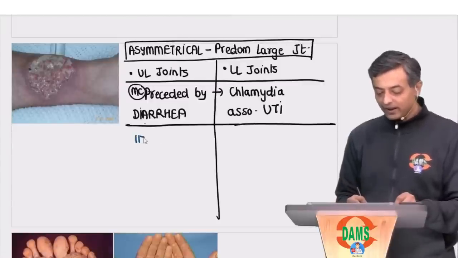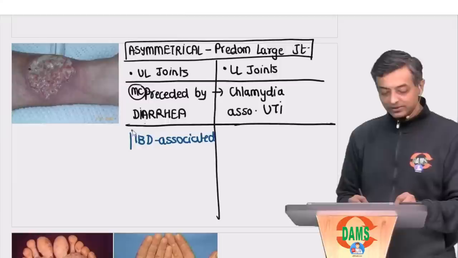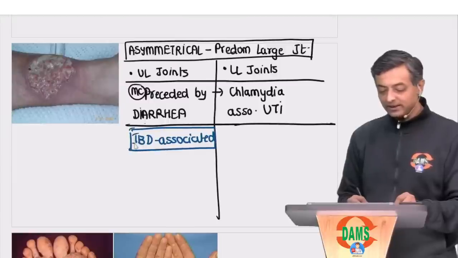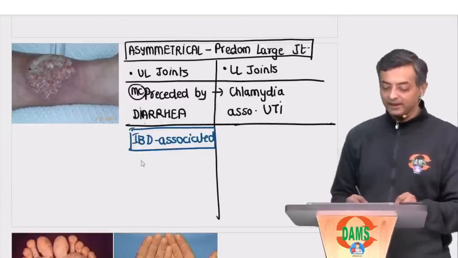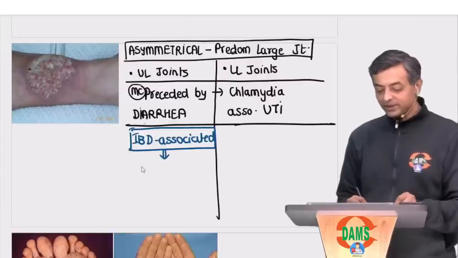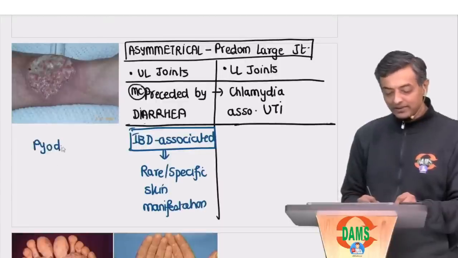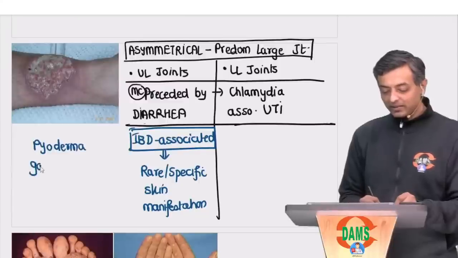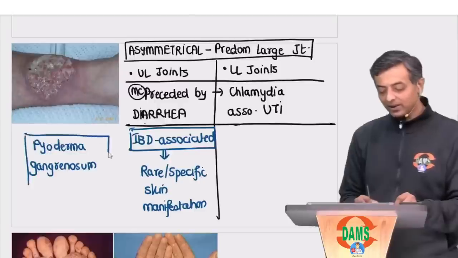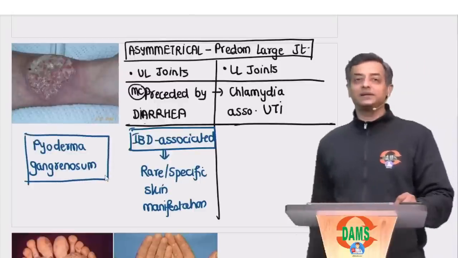Here you will think of IBD associated arthritis. The rare but specific skin manifestation of IBD associated arthritis is pyoderma gangrenosum.